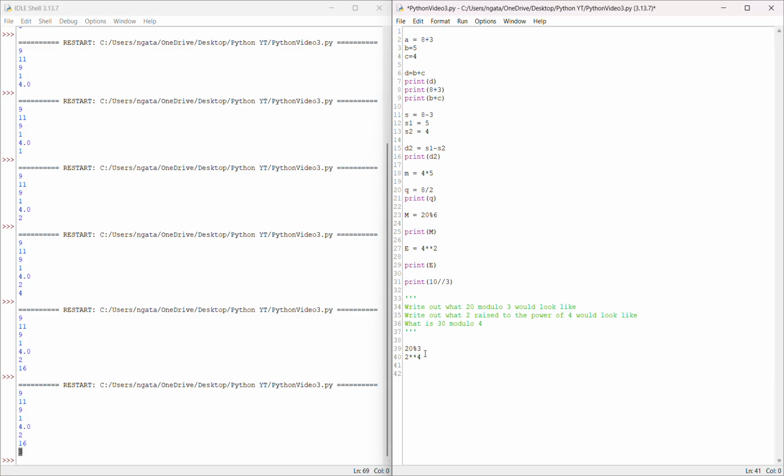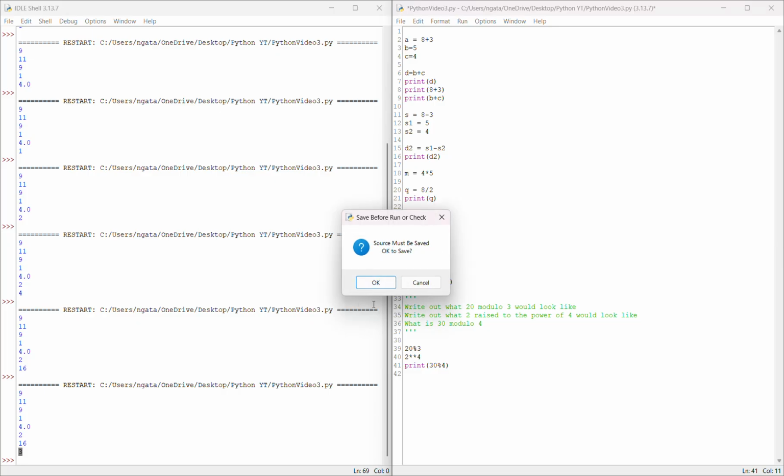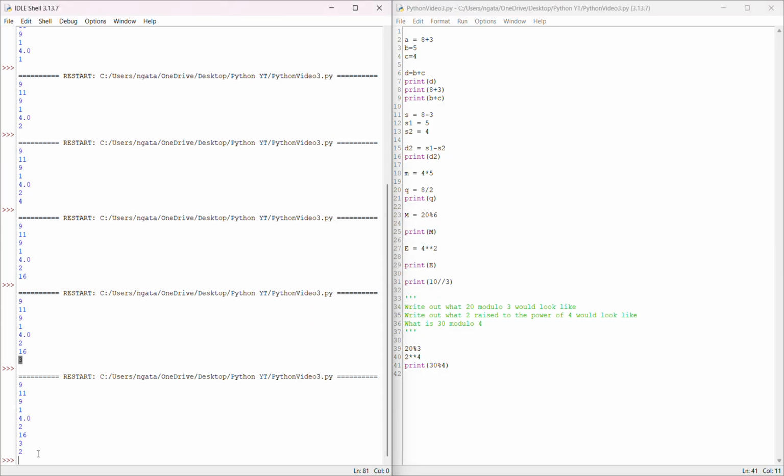And then what is 30 modulo 4? So, doing the math in my head, I guess. We know that the closest thing that you can get to 30 from 4 is 28, because 4 times 7 is 28. So then 30 minus 28 is equal to 2. So 30 modulo 4 should be 2. And we can just print that out to make sure. And if I'm wrong, then you guys can flame me in the comments, because I just made those numbers up on the spot and I have no idea if I'm actually right or not. 2. Thank God. There we go.